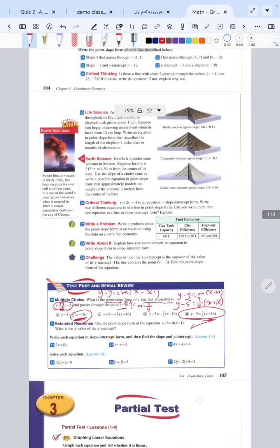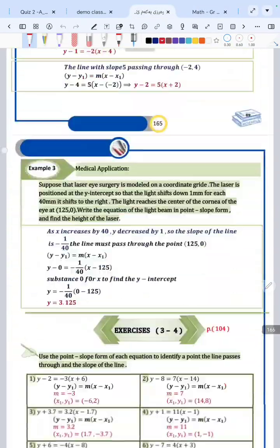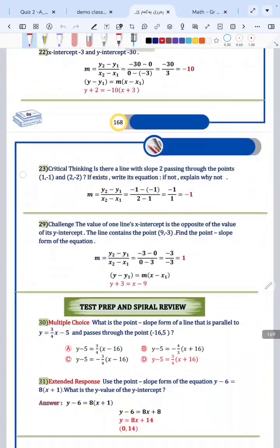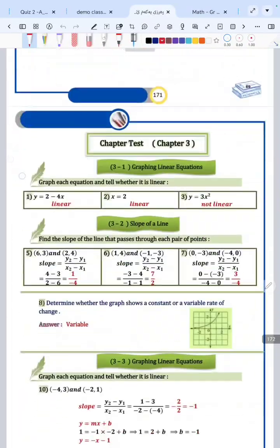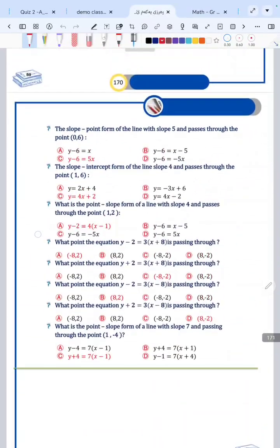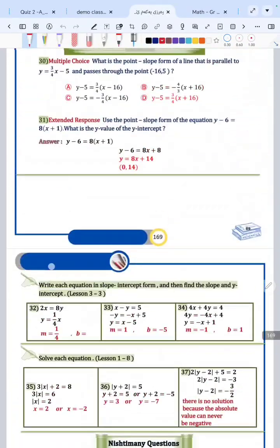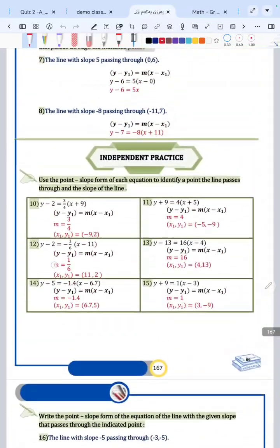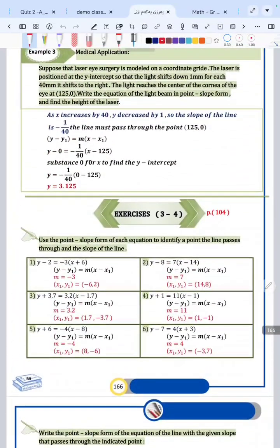Okay. Let's solve some example national questions.